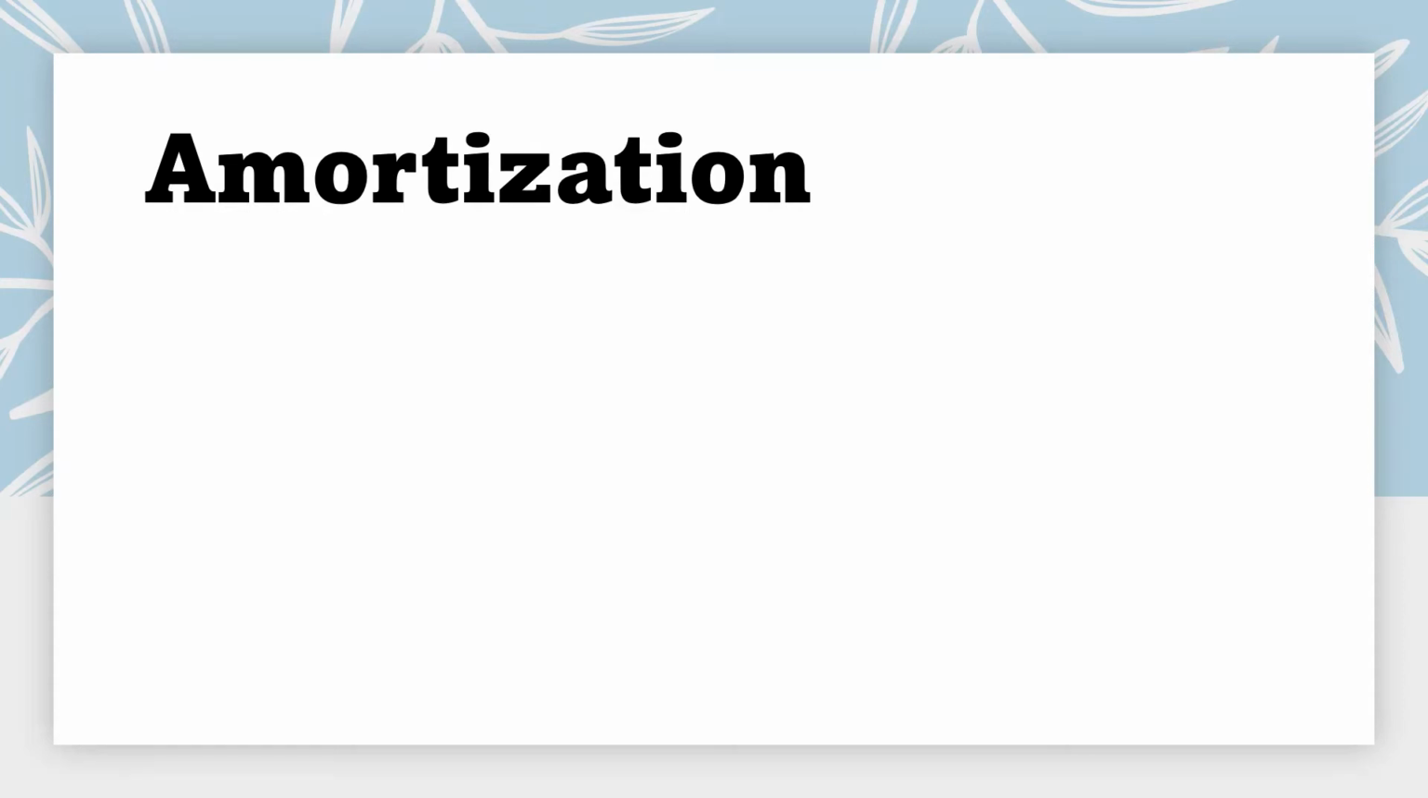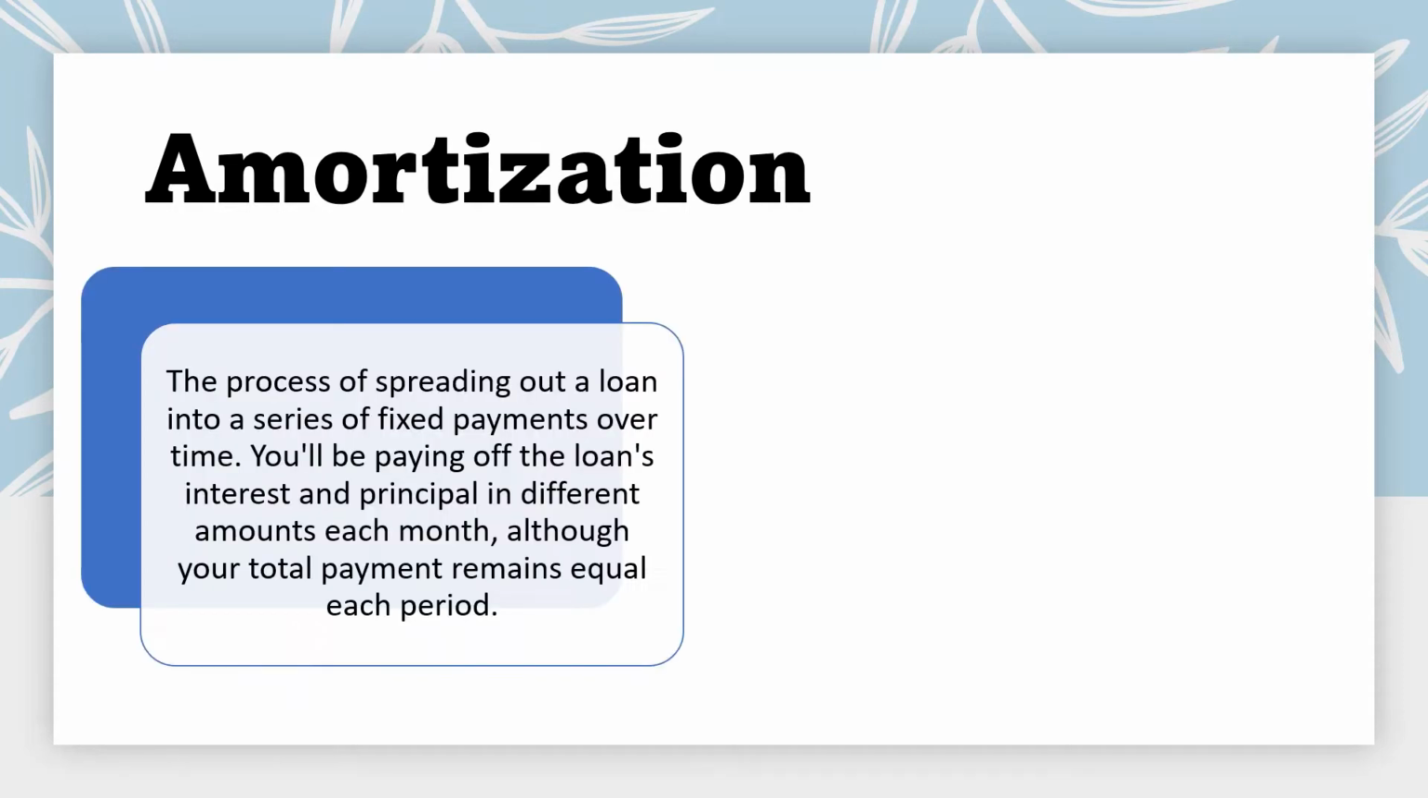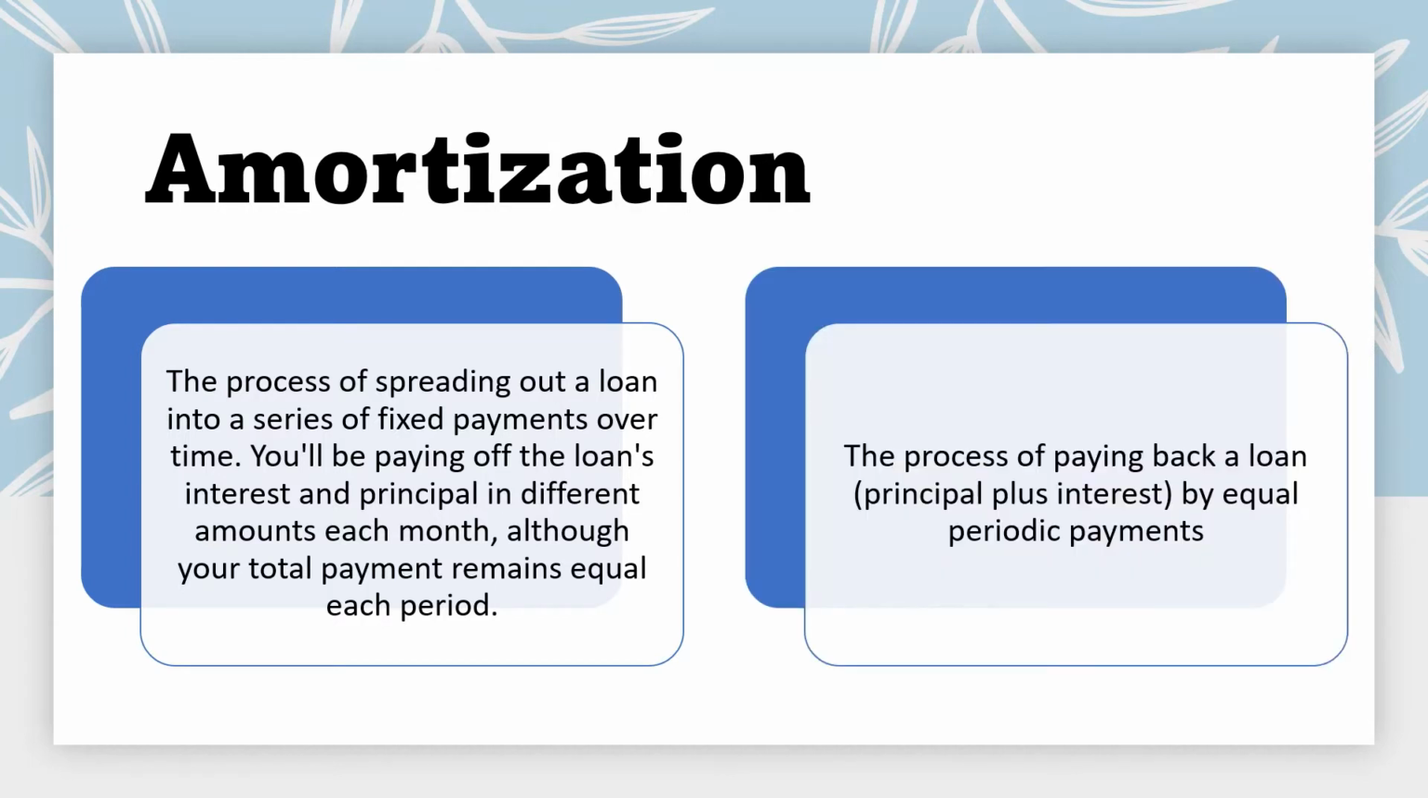So what is amortization? Amortization is the process of spreading out a loan into a series of fixed payments over time. You will be paying off the loan's interest and principal in different amounts each month, although your total payment remains equal each period. It is also a process of paying back a loan, principal plus interest, by equal periodic payments.